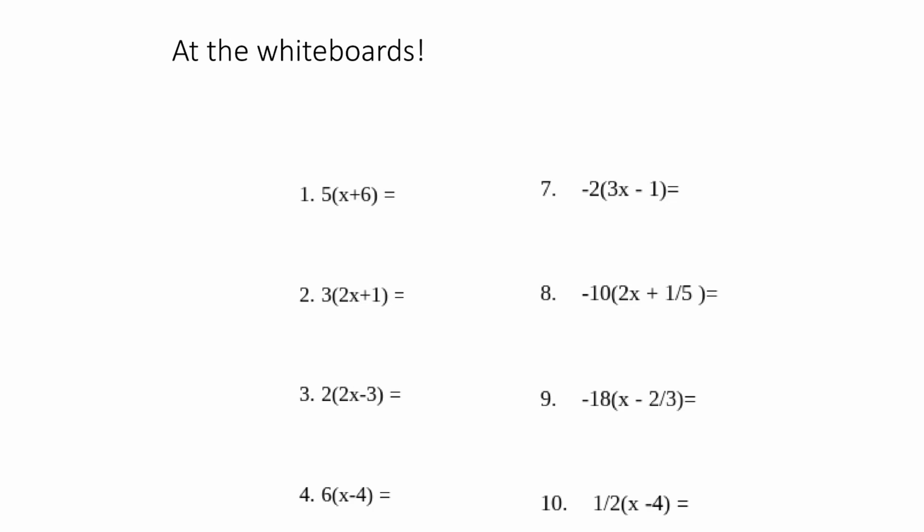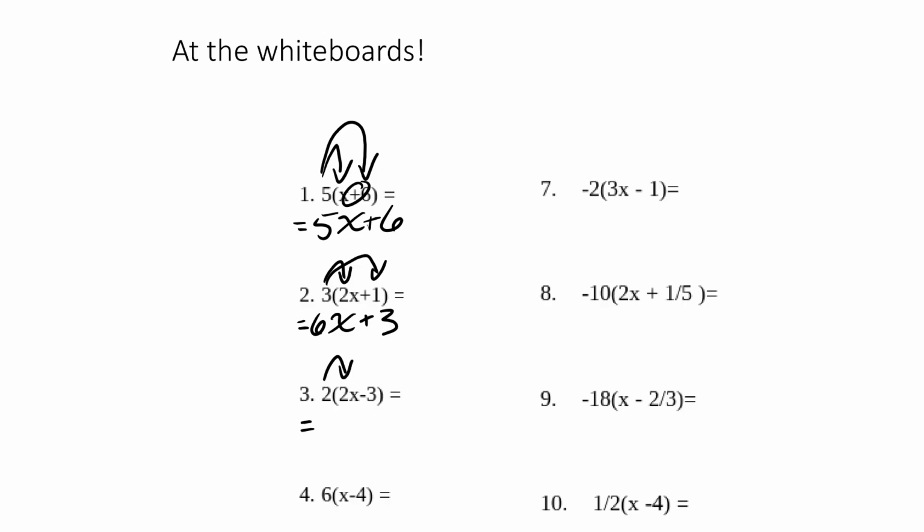Okay, for the first one, so we take the 5 times the x and the 5 times the 6 and we add them together. So we've got 5x plus 30. Second one, you get the 3 times the 2x. That gives you 6x. And then the 3 times the 1 gives you 3. Now you've got 2 times 2x. That gives you 4x. And 2 times minus 3 gives you minus 6.